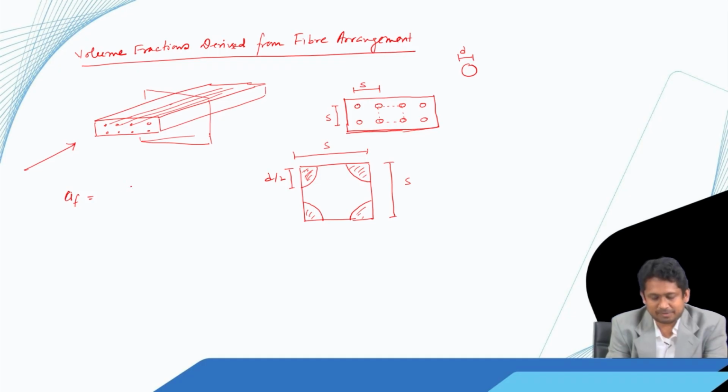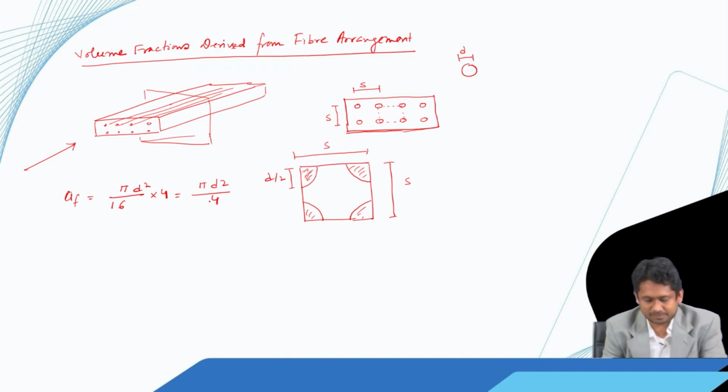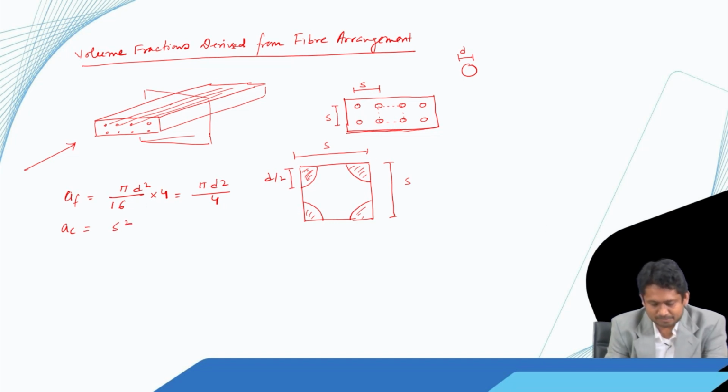So, the area occupied by the fiber is, each of them is a quarter circle. So, their area is pi by 16 d square, and there are 4 of those. So, the area occupied by the fibers is pi d square by 4, and the total area of the composite is this entire area, that is a square.